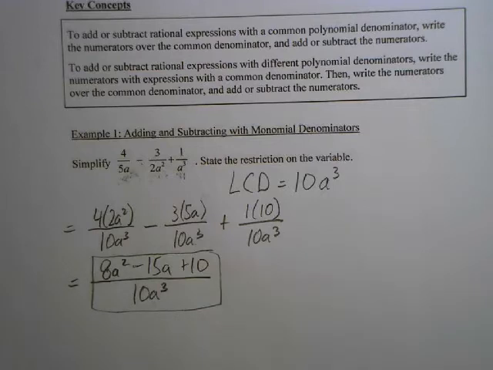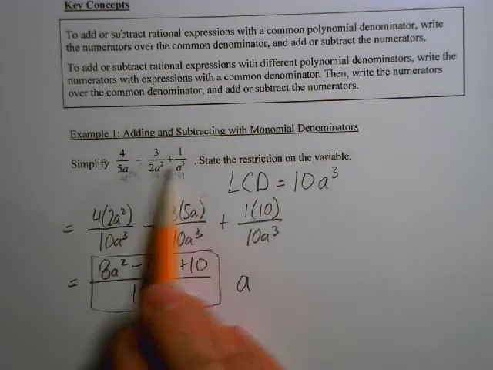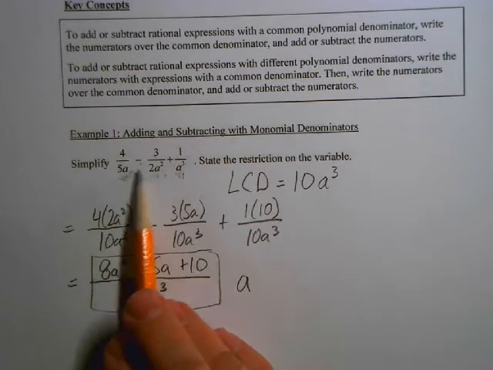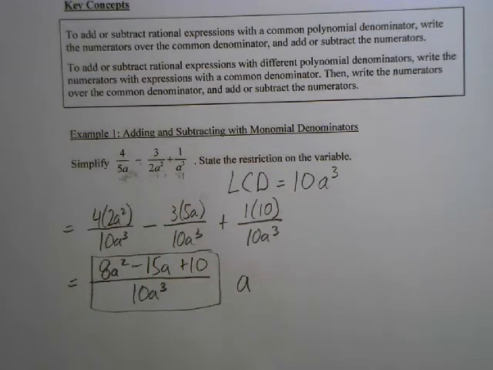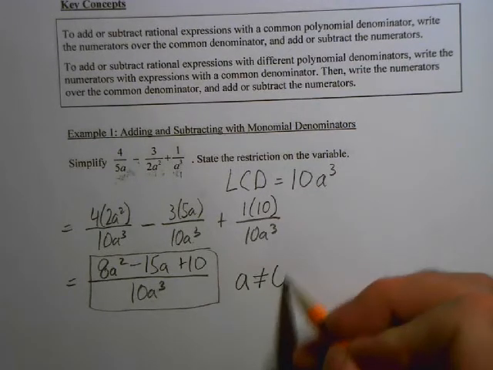And in terms of restrictions, well, the variable's a, and if you read the original question, it's really all about a. If a is 0 in any of these, that means that you're going to get divided by 0. So the only restriction is a can't be 0.